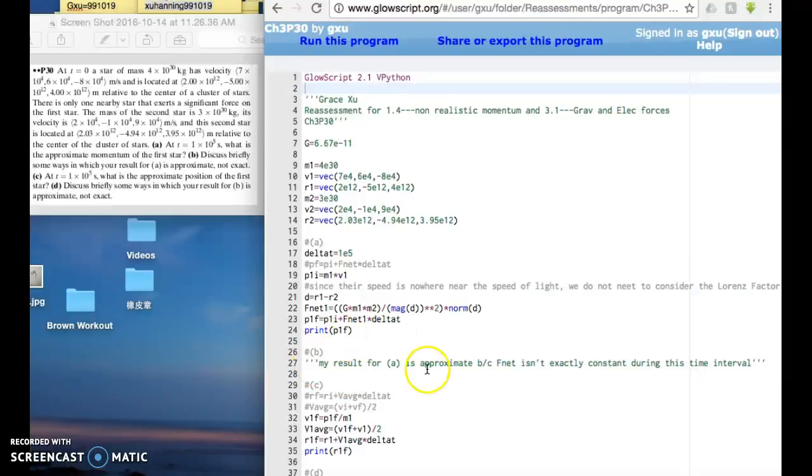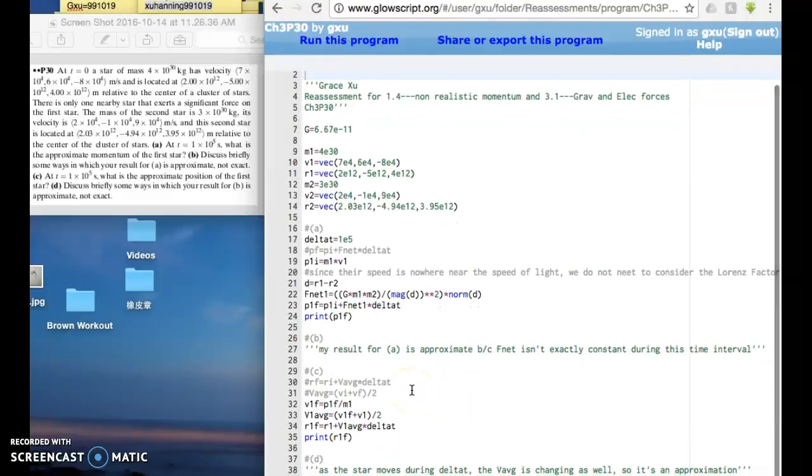For part B, I said that my result for A is an approximation because F net isn't exactly constant during the time interval, even though it is very small, but it's not like 100% precise.